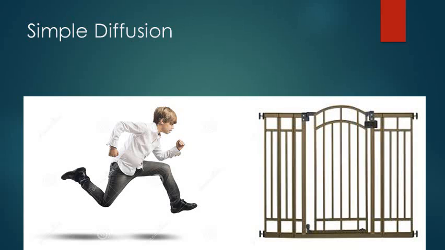Simple diffusion is essentially passive transport at its most basic level. This is when the molecules simply move from high to low concentration and not much more. What is special about this in the cell is that there are only a few substances in the human body that can permeate cells just because of how small they are. These are oxygen, water, alcohol, nitrogen, and carbon dioxide.